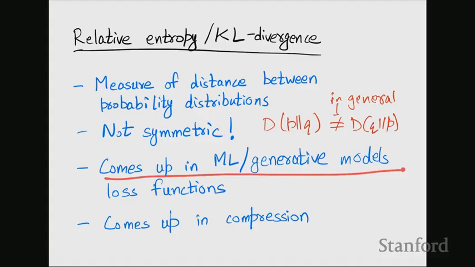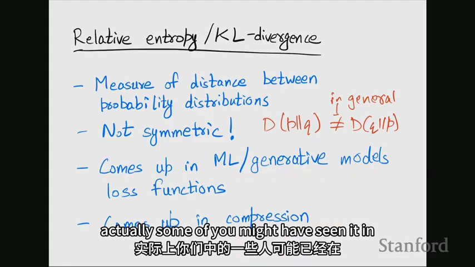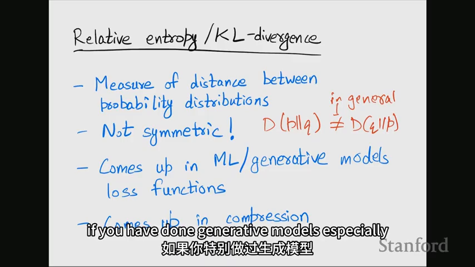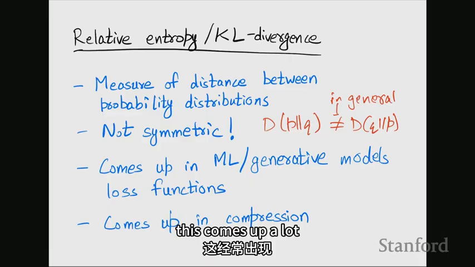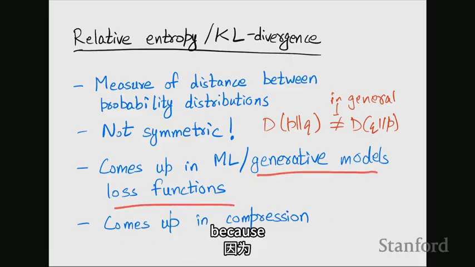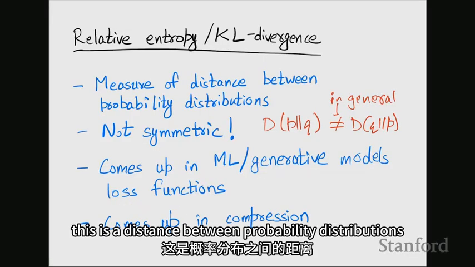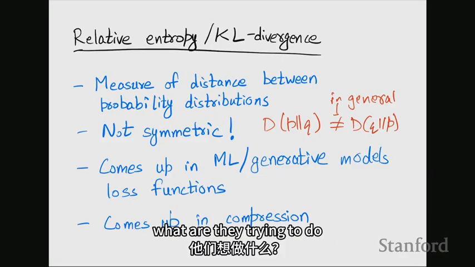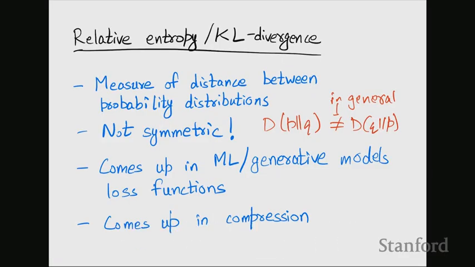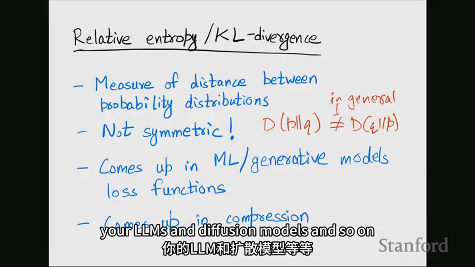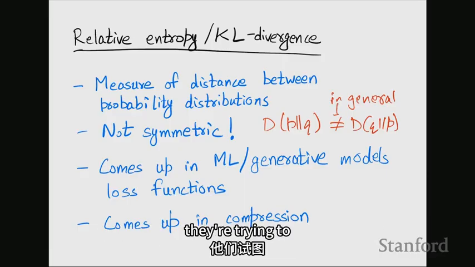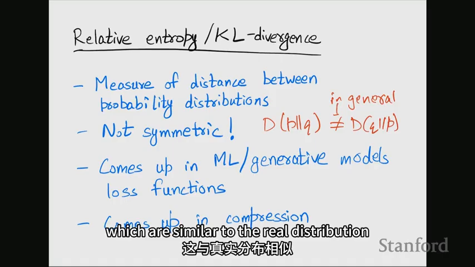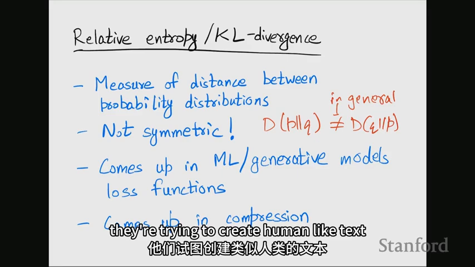How many of you have seen it actually? Some of you might have seen it in your machine learning classes. If you have done generative models especially, this comes up a lot. And why does it come up a lot? Because this is a distance between probability distributions, right? So all of these generative models, what are they trying to do? Your LLMs and diffusion models and so on, they're trying to generate samples which are similar to the real distribution, right? They're trying to create human-like text.